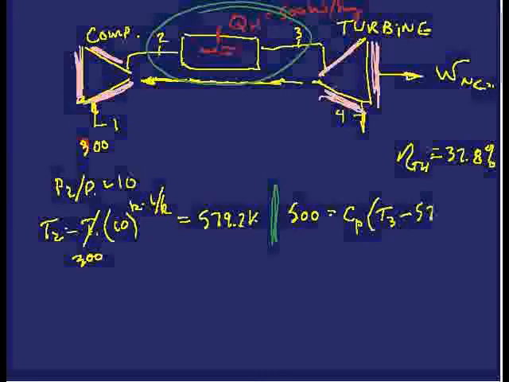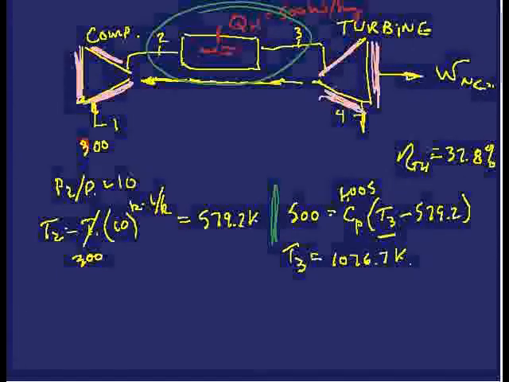So 500 is QH is equal to Cp times (T3 minus T2). T2 is 579.2. Cp is 1.005. So T3, make that T3 rather, we're solving for. Solving this equation, T3 comes out to 1076.7 Kelvin. Gives us T3.